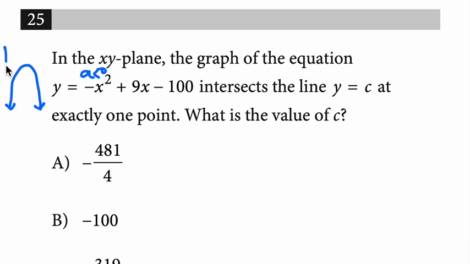Now let's draw this, not up to scale. I don't know where the exact parabola is, but if I draw like this, with the x axis and y axis, this is the point where y is equal to c will intersect exactly at one point, which is the vertex of the parabola. If you try any other line, it will have two different points. So that means we have to find the vertex.